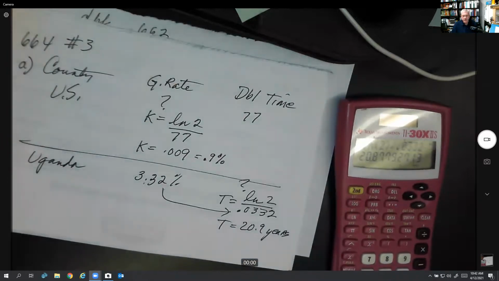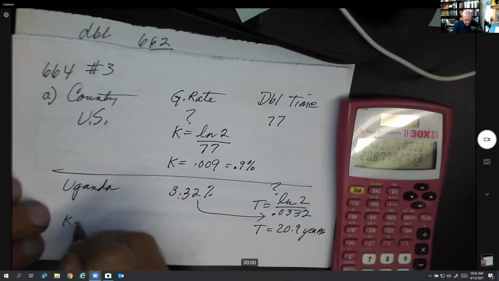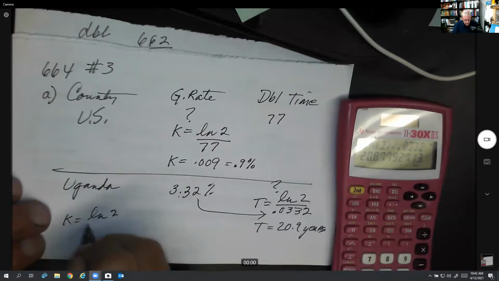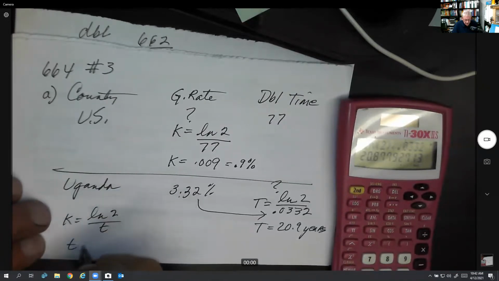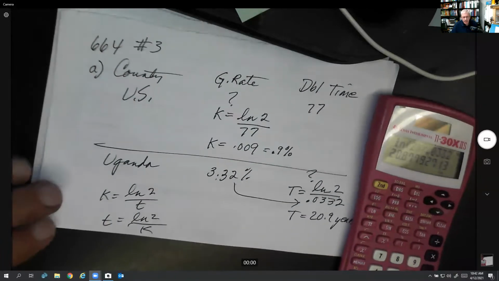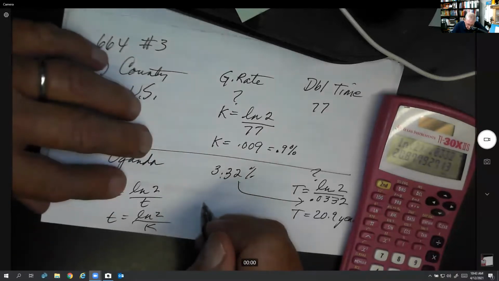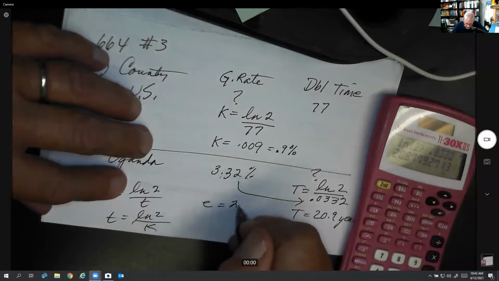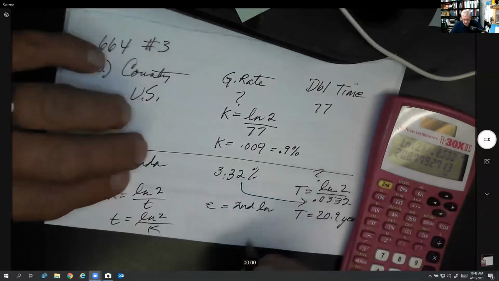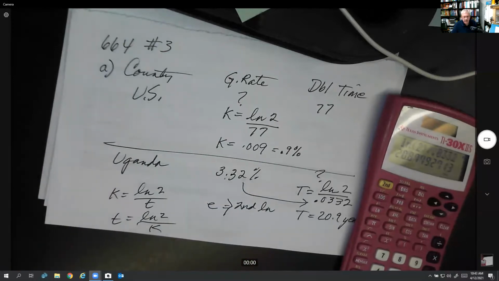See? So that's all you're doing. You're either using k equals ln2 over t, or t equals ln2 over k. Divide e, remember you hit second ln. That gets you to e.